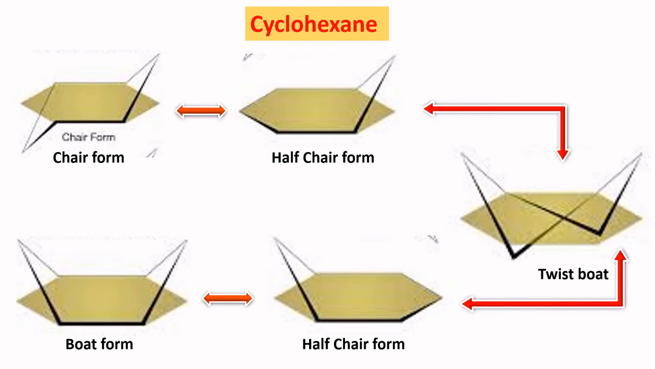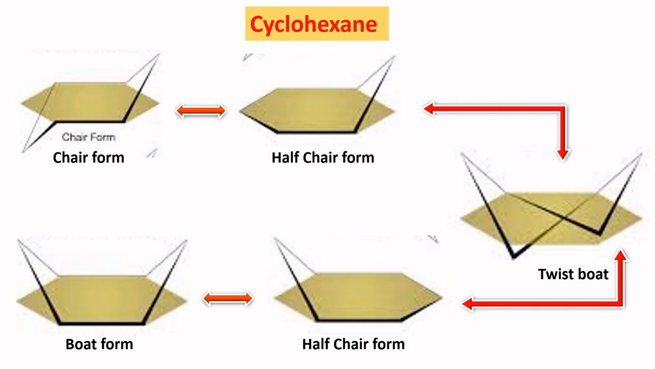cyclohexane does not stay in the planar form. It always stays as the chair form. You can see here, it has different conformations. The different structures it attains are called conformations of cycloalkanes. So basically it stays in chair form. It looks like a chair, right?